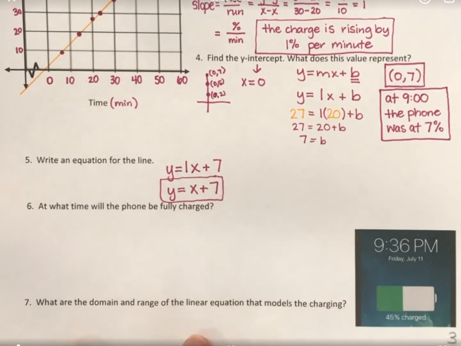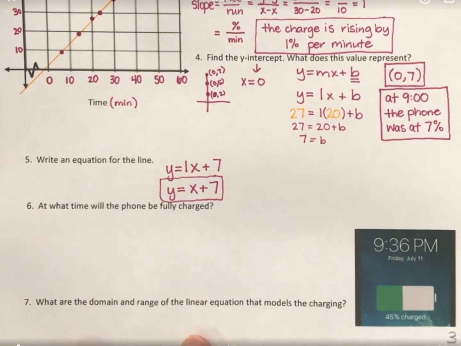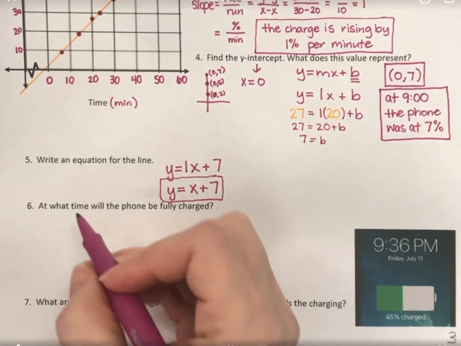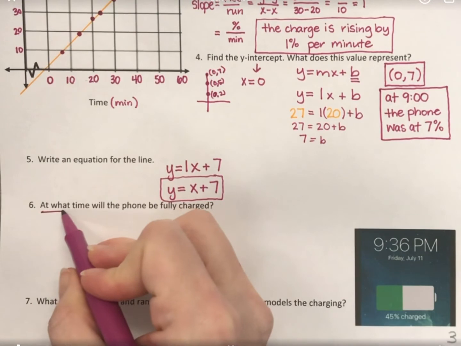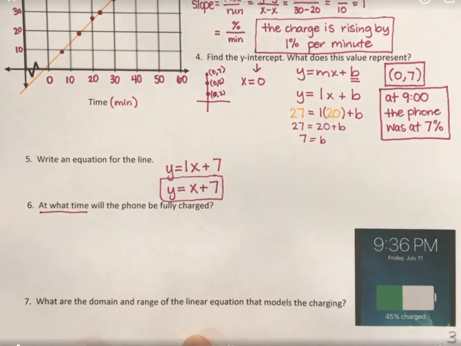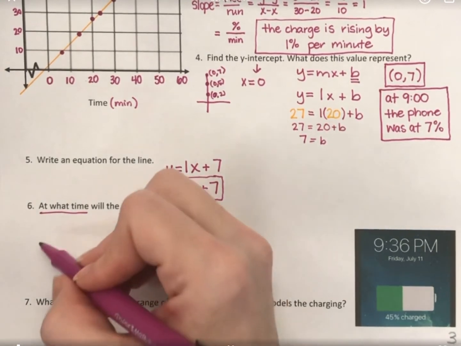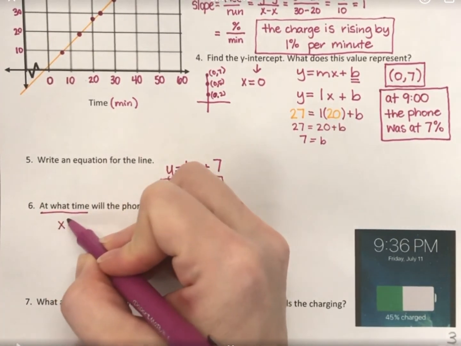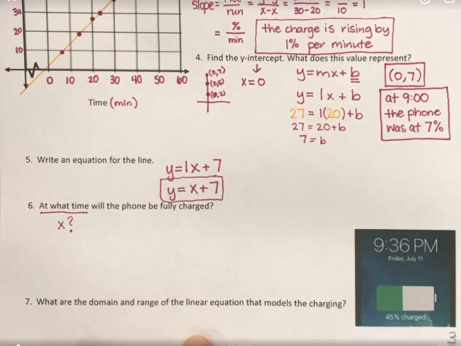So if we're going with that equation as our equation for the line representing how fast our phone charges, at what time will the phone be fully charged? When I ask you questions like this, it helps to figure out what it says: at what time. Our answer is going to be a time. Is that an x or a y value? A time is an x value. So we're going to be figuring out what x equals.